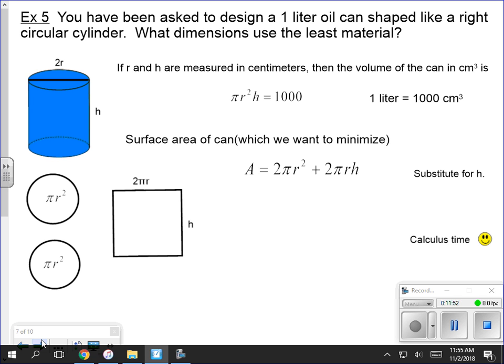I can eliminate r, but if I solve this equation for r, that means I'm going to be using square roots. Do you really want to take a derivative with a square root? No. So what do you want to do? You want to solve this for h, and then plug it into the second one. To solve this one for h, divide by pi r squared, and I get h equals 1,000 over pi r squared. And I take this and plug it in there.